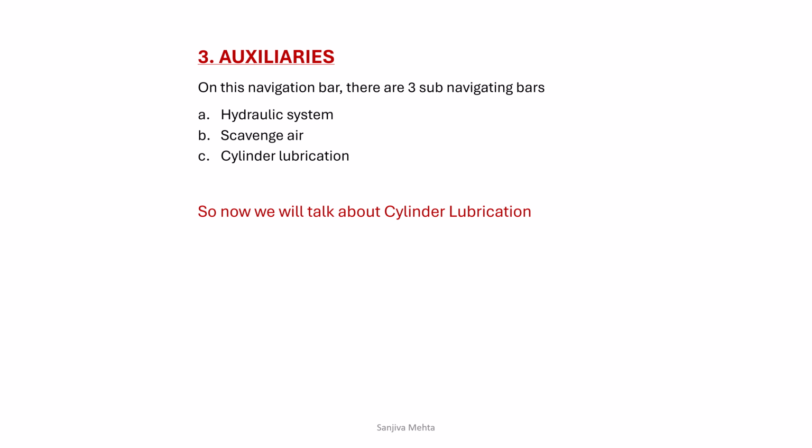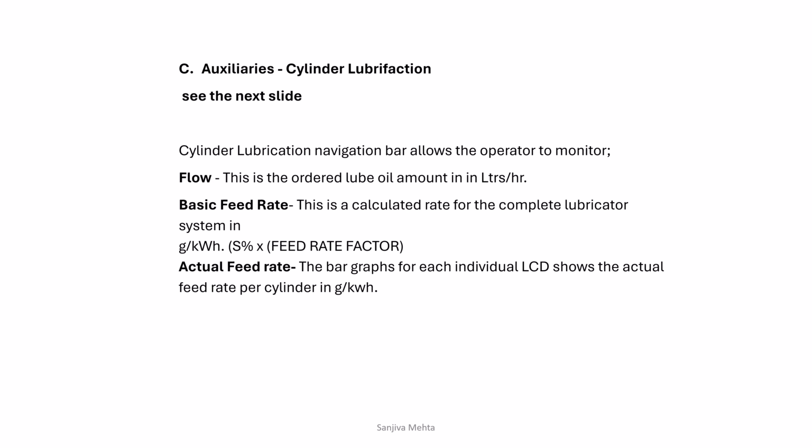On this navigation bar, there are three sub-navigation bars: hydraulic system, scavenging, and cylinder lubrication. So now we come to cylinder lubrication. The cylinder lubrication navigation bar allows the operator to monitor flow. This is the order amount. This is the order lube oil amount in liters per hour. Basic feed rate: this is the calculated rate for the complete lubricator system in grams per kilowatt hour.